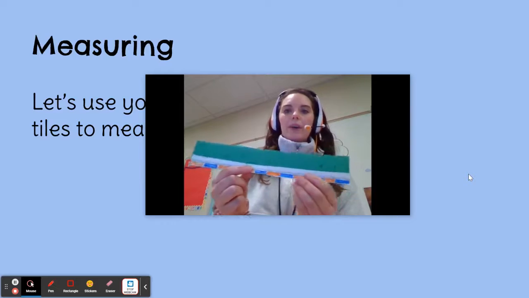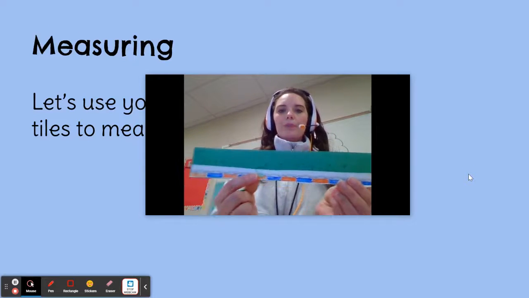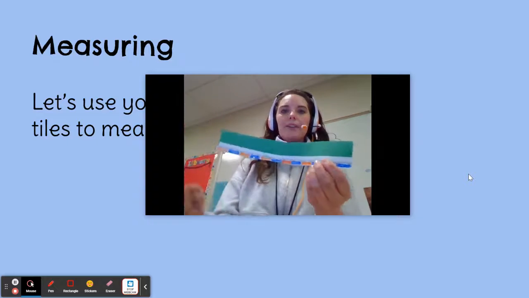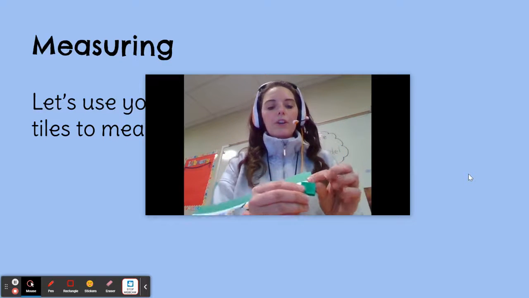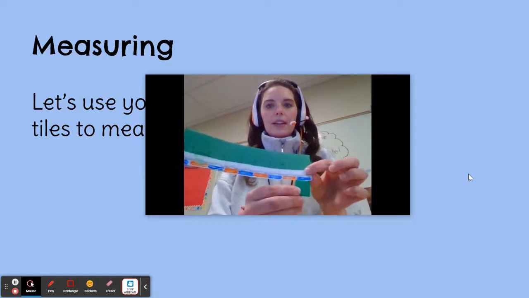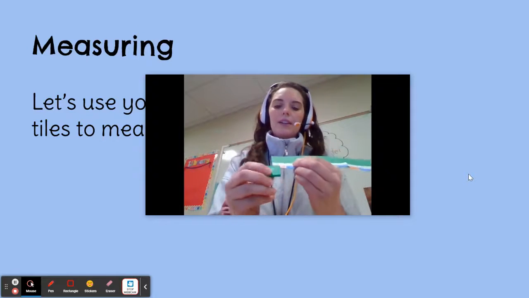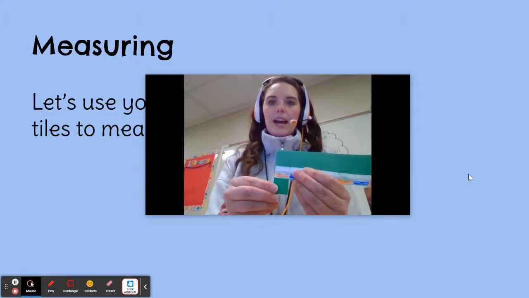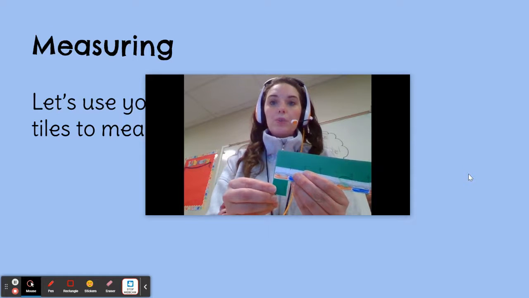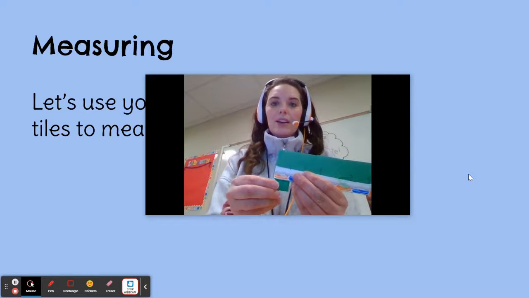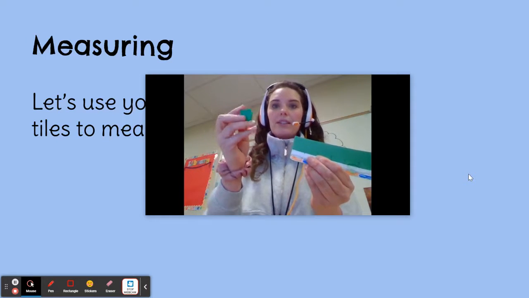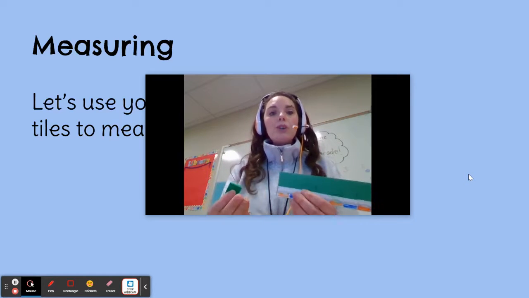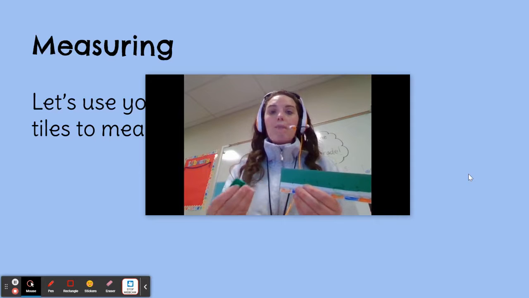Before we get started, I want you to take a look at my inchworm ruler. Okay, and here is a tile. All right, I want you to notice that one tile is equal to 1 inch. Okay, so when you are measuring with your inchworm ruler or you are measuring with your tiles, these are 1 inch tiles. Okay, so today you are going to get to choose which measuring tool is easier for you to use.